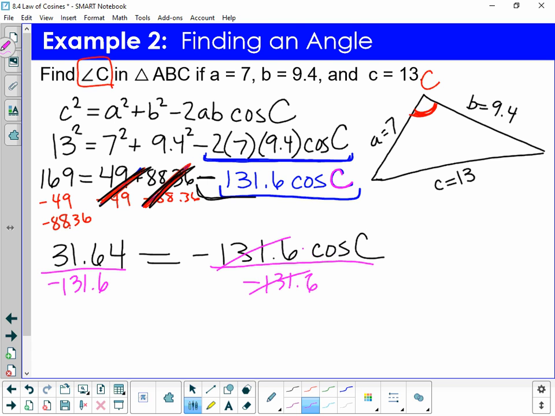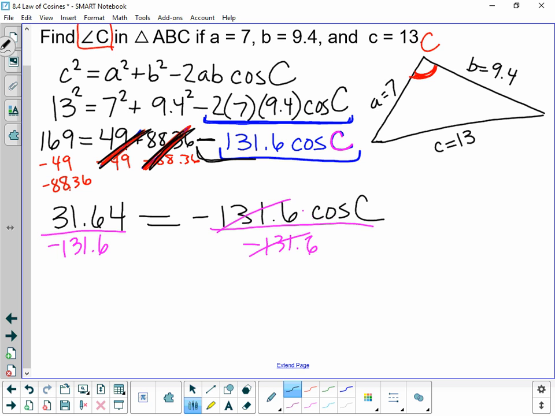This reduces. And we have the equation. Let me divide that really quick. Negative 0.24043 is equal to the cosine of angle C. Anytime you're trying to find an angle like C with a trig function, you're going to use the inverse to undo that cosine.